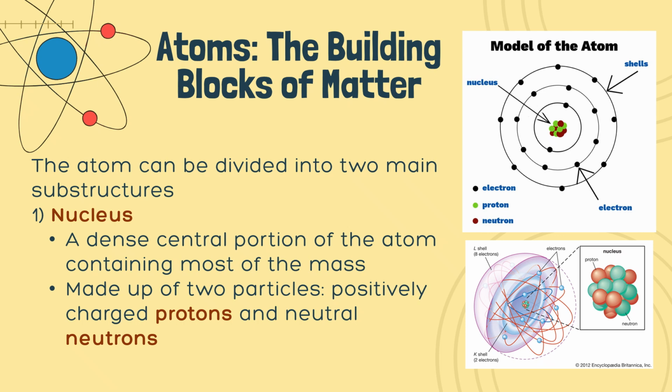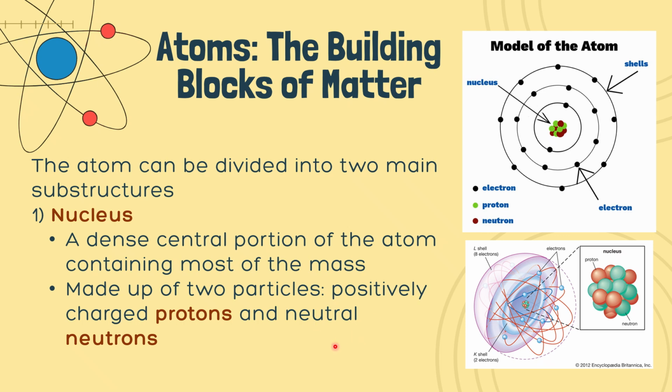So this atom, the building block of matter, is divided into two main parts. You have the nucleus, and then you have what we call the electron cloud. So the nucleus, you can see it here and right here. It's blown up into this image right there. This is the dense central portion of the atom, the nucleus, and it contains pretty much all of the mass. There's mass in the electrons surrounding it, but the vast majority of the mass of an atom is found inside the nucleus. And it's made up of two particles that have mass themselves, and those are protons and neutrons.